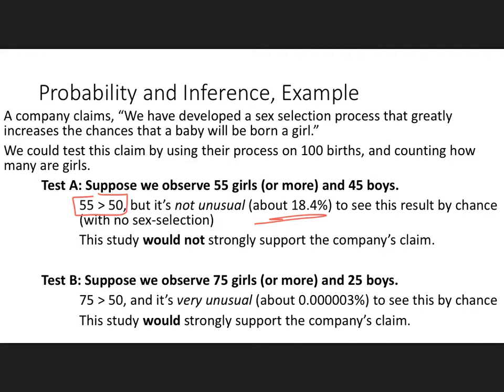Now let's take a look at test B. Suppose we observe 75 girls and 25 boys. If we're doing that comparison again, 75 is greater than 50. This is a much bigger difference, so we would say that's very unusual. If you found that probability, it is about 0.000003%. So this is a very, very small probability that 75 girls would be born out of 100. So this study would strongly support the company's claim.